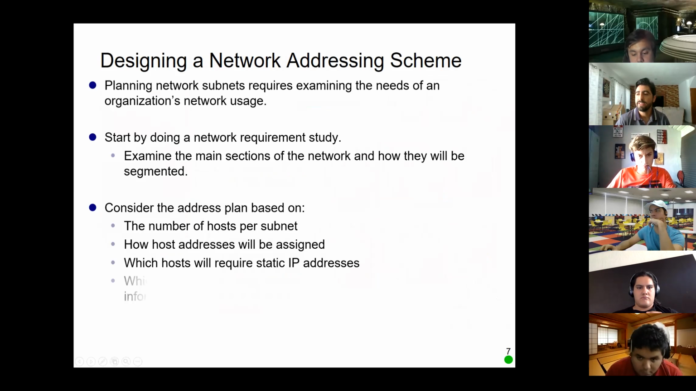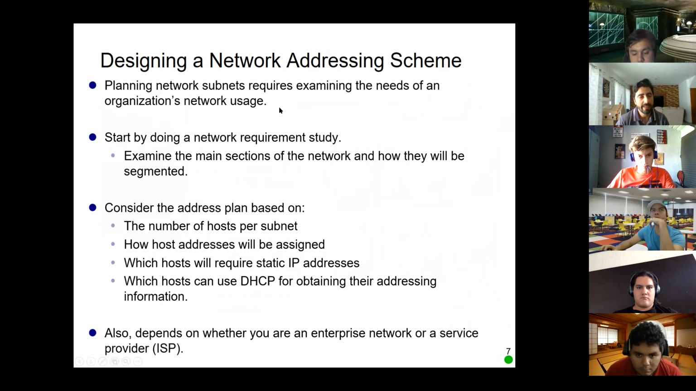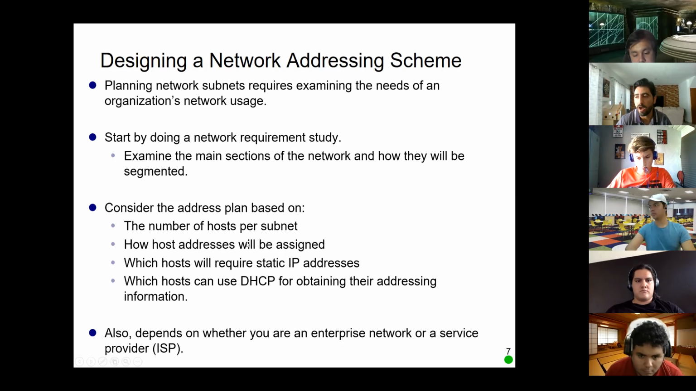Then we mentioned this example: if you are the one designing the network of an organization, you need to consider certain things for deciding how you want to do subnetting in that organization, whatever it is. It's a small company, it's a university campus. So it's important, for example, that you know the number of hosts you require per subnet.